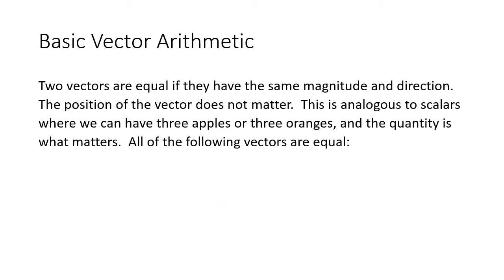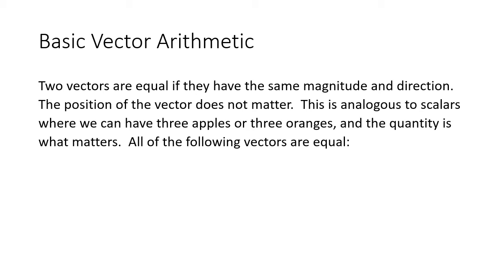So now basic vector arithmetic. Two vectors are equal if they have the same magnitude and direction. The position of the vector does not matter. Now this can be a little hard at first intuitively, but it's the same idea as with scalars. If I have 3 apples and 3 oranges, obviously they're different objects. One's apples and one's oranges, but they have the same scale or the same size. I can match them up 1 and 1, and their size is the same regardless of what the actual item was. Or if it was 3 pencils, same idea.